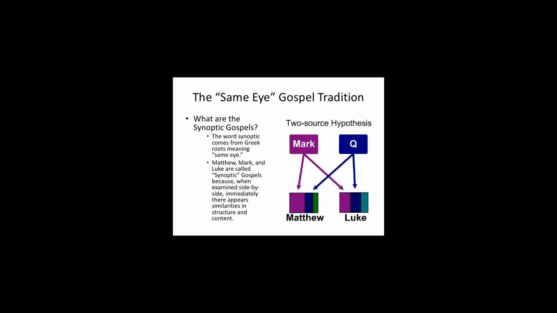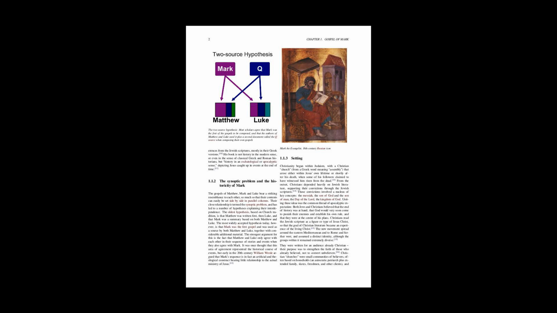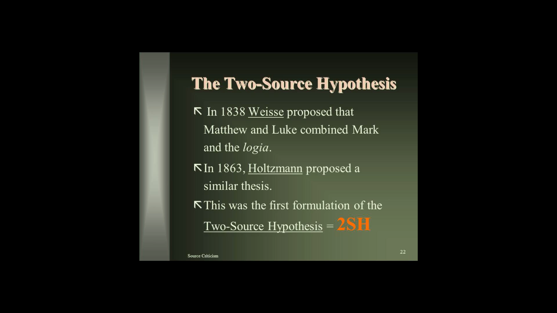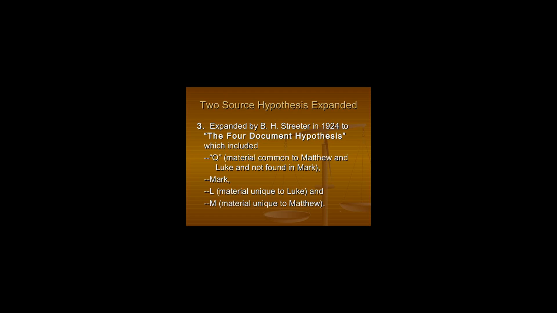When Streeter's two additional sources, M and L, are taken into account, this hypothesis is sometimes referred to as the four-document hypothesis. History. The two-source hypothesis was first articulated in 1838 by Christian Hermann Weiss, but it did not gain wide acceptance among German critics until Heinrich Julius Holtzmann endorsed it in 1863. Prior to Holtzmann, most Catholic scholars held to the Augustinian hypothesis, Matthew, Mark, Luke, and Protestant biblical critics favored the Griesbach hypothesis, Matthew, Luke, Mark.